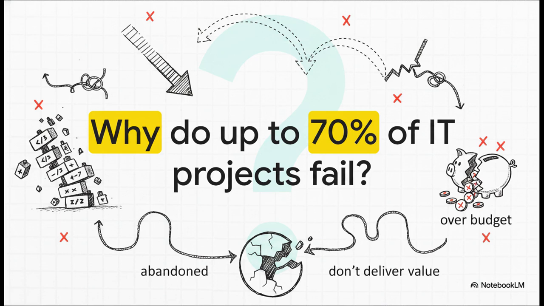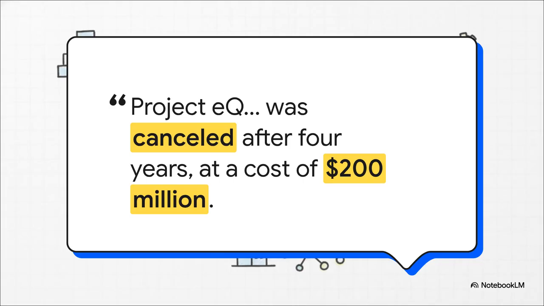And when we say failure, we're talking about projects that are flat out abandoned, come in wildly over budget, or just don't deliver the value they originally promised. Look, if you're going to lead an IT project, you absolutely need to know how to stay out of that 70%. Take the airline Qantas as a prime example of this.